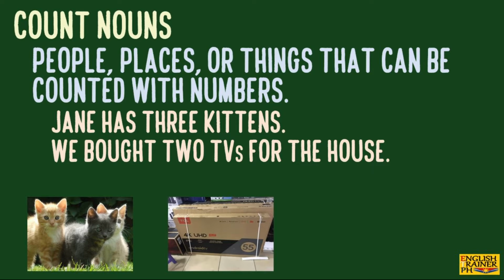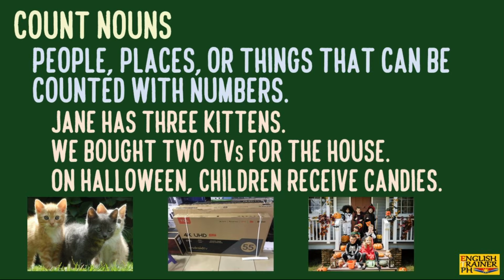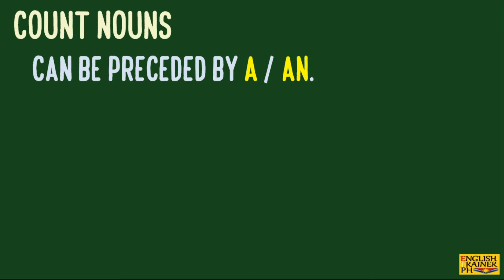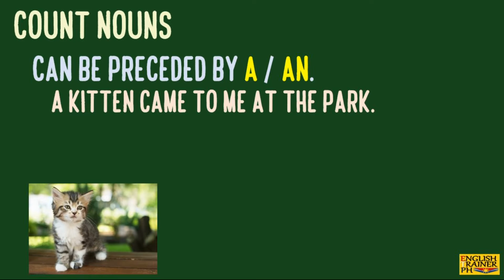In the next example, we bought 2 TVs for the house because we can count the number of TVs that we bought. On Halloween, children receive candies because again, candies can be counted. We can say 1, 2, 3, 100, 200, 10,000 candies. In the previous topic about articles, we know that adding a or an to a noun means only one. So, if I said, a kitten came to me at the park, it means only 1 kitten, and this can be used for count nouns only.